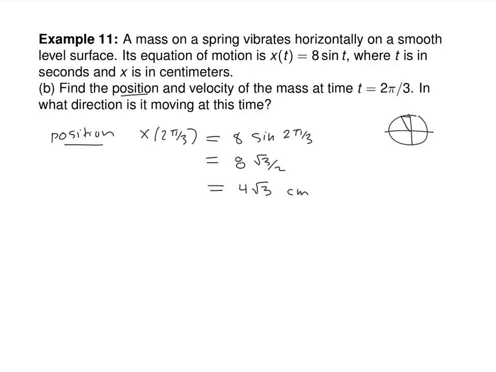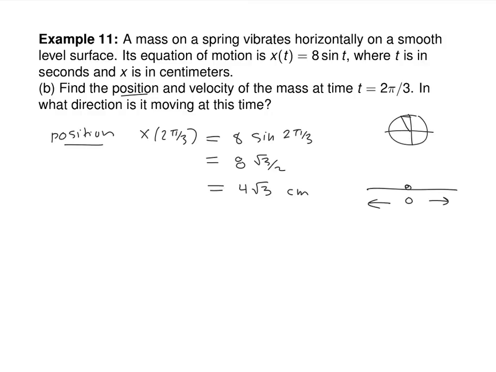So if you're on a horizontal surface and you've got the origin in the middle, is this thing to the right of the origin or to the left? To the right, so it's positive. It's on a number line, going side to side. There's the origin, there's 0. It's kind of going back and forth.